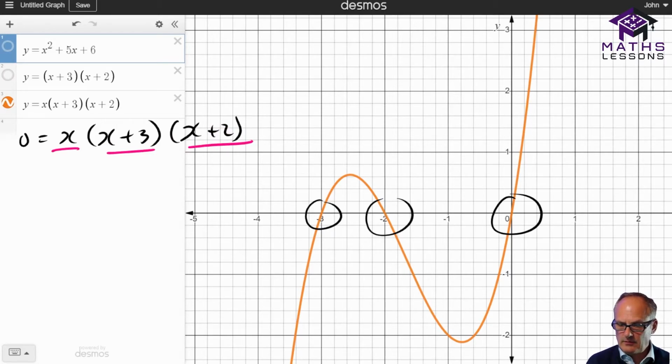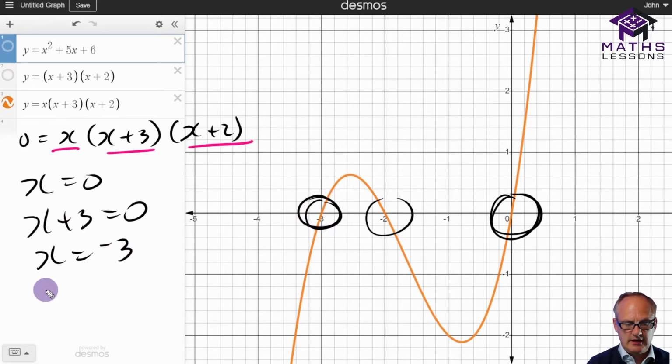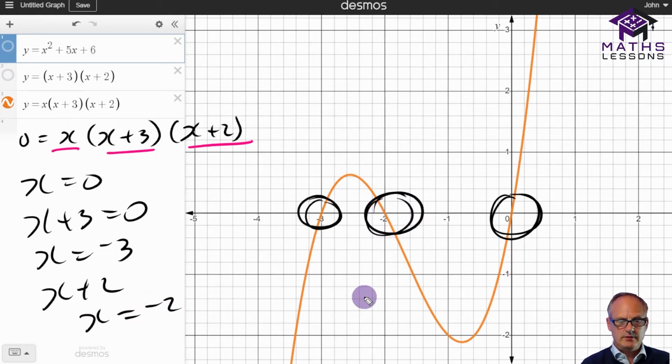So we have x equals 0 as one answer. There it is. Or x plus 3 equals 0, which gives us x equals -3. And there it is. And we've got x plus 2 equals 0, so x equals -2. And there's that one. So we can see that these are our linear factors.